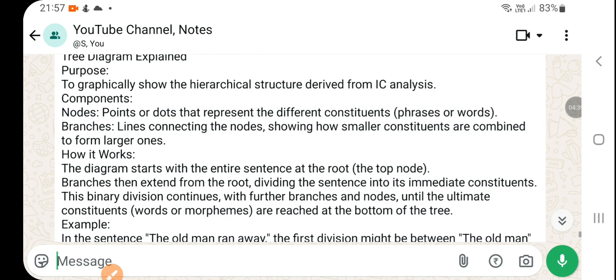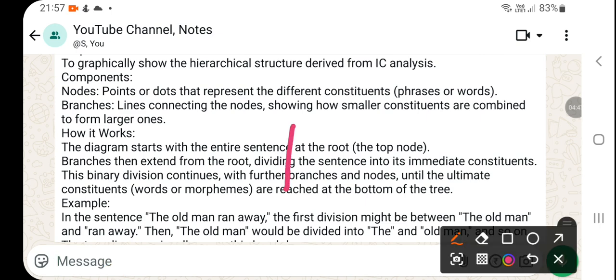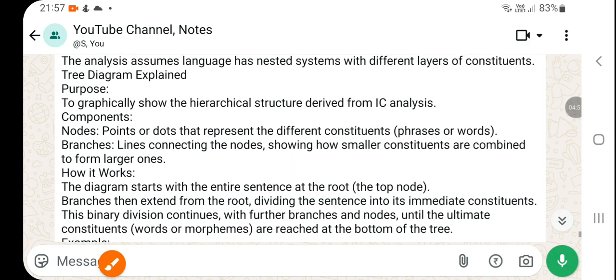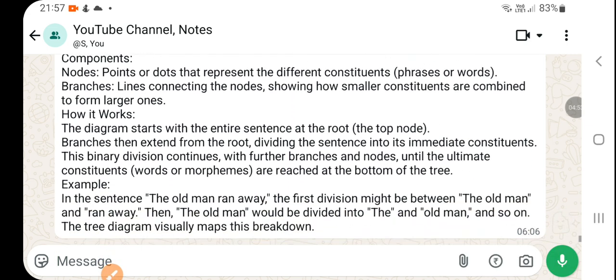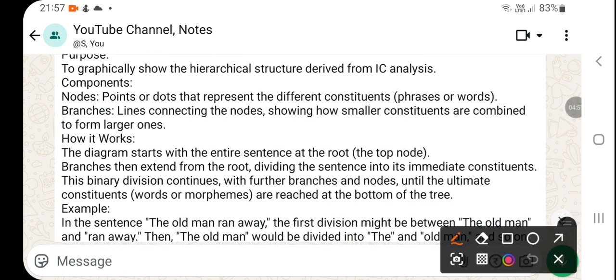Okay, now here we understand what a graphic is, right? To graphically show the hierarchical structure derived from IC analysis.